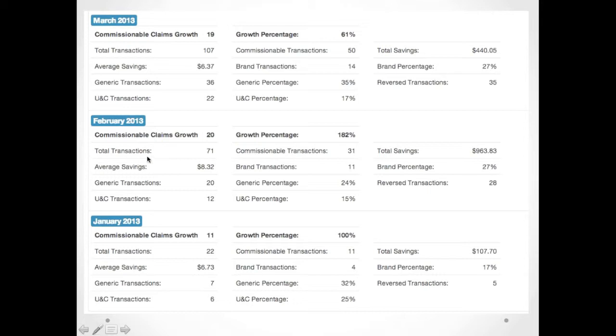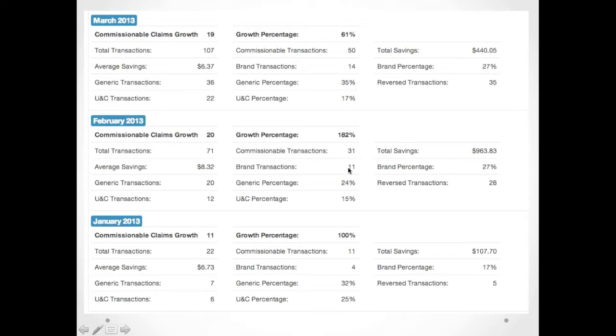You'll also see some additional details, such as the total transactions for February 2013 were 71. Average savings was $8.32. There were 20 generic transactions. 12 transactions were usual and customary for this group for this month. Commissionable transactions is 31, and this is simply calculated by taking your total transactions minus the UNC transactions minus your reverse transactions, which gives you your commissionable transactions.